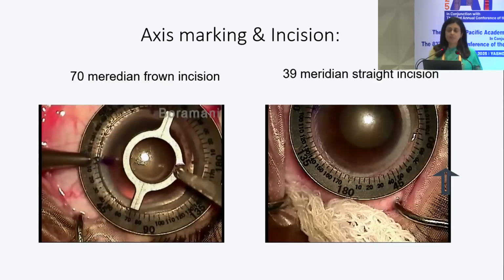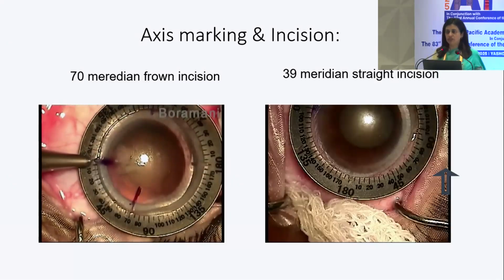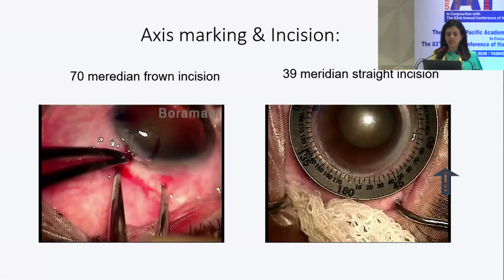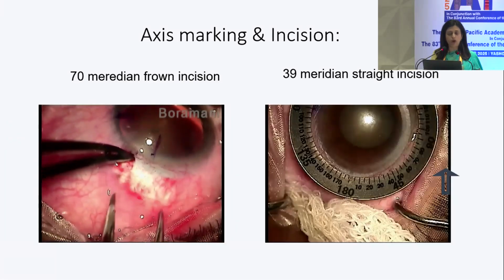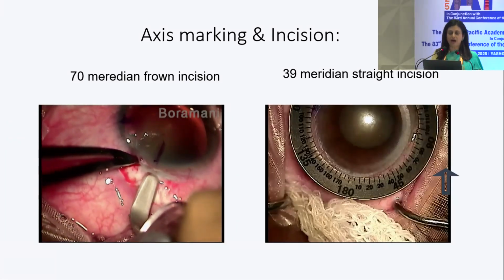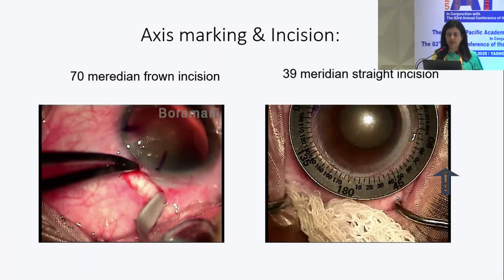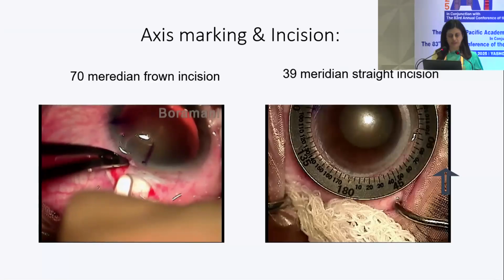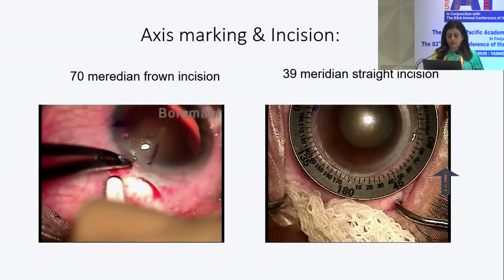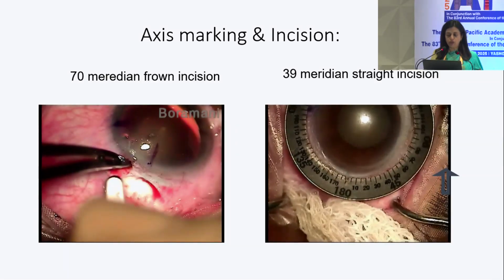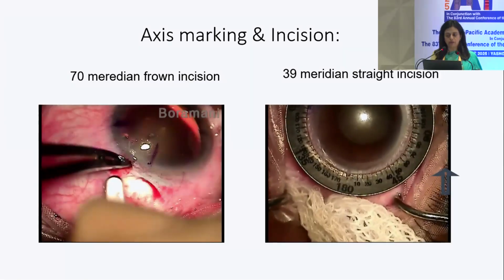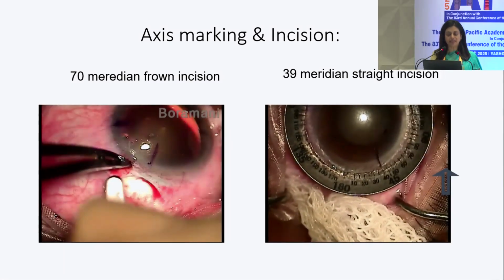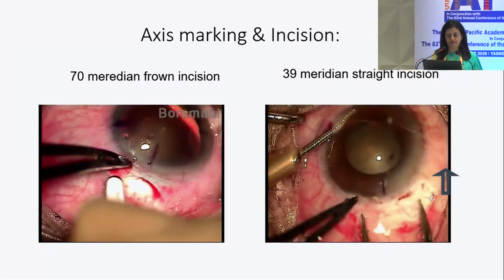The axis reference marking is done when the patient is in the sitting position, and the axis marking is done when the patient is in the lying down position. Here it is important to mark the steep meridian, and center your incision on the steep meridian. The other video also shows the 39-degree axis marking, and the straight incision is centered on the steep meridian.